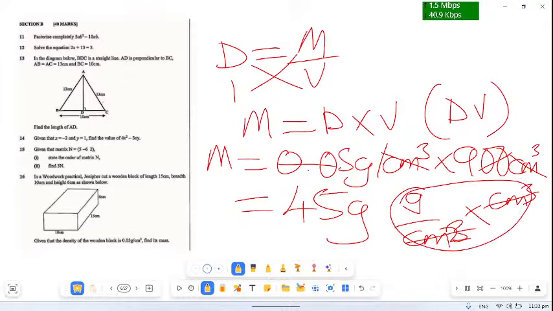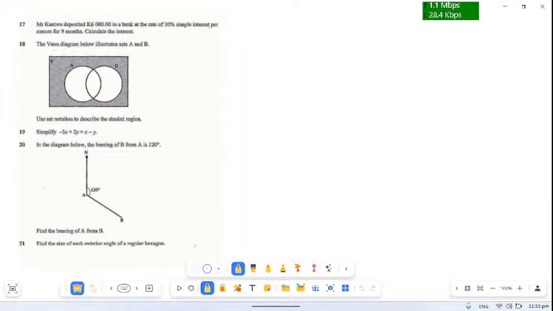Okay, if you have got questions, you can ask in the comment section, but basically that's how we go about that one. Okay, so we come to question 17. Question 17 is as follows. Mr. Kangwa deposited 6,000 in a bank at the rate of 30% simple interest per annum for 9 months. Calculate the interest. Okay, so we need to find the interest that Mr. Kangwa made when he deposited 6,000 kwacha.